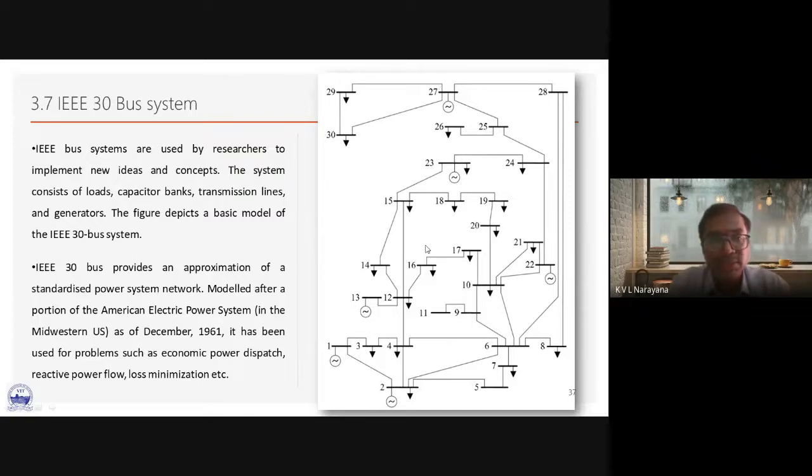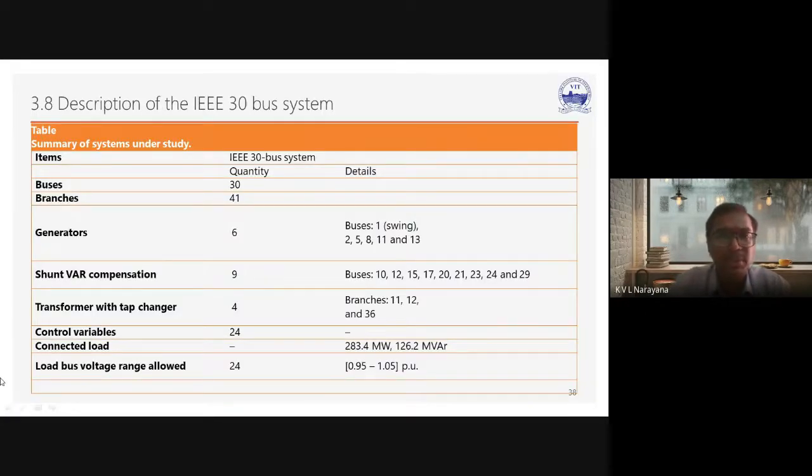In this IEEE 30 bus system, many researchers have done their research to tackle problems such as economic power dispatch, reactive power dispatch, and loss minimization. Actually, this was used in the American electric power system. They proposed that the IEEE 30 bus provides an approximation of a standardized power system network. This is the standard network which is already available in the literature, and people are using it for their research work. So there are some specifications of the IEEE 30 bus system.